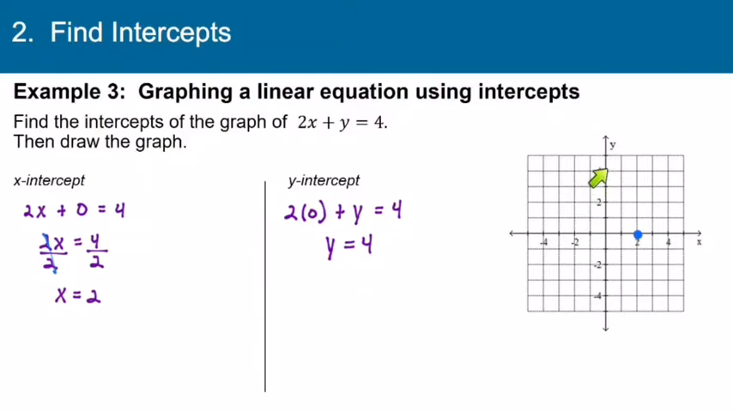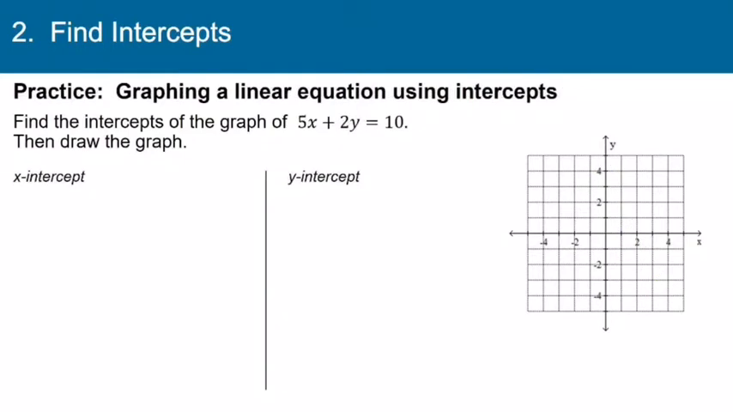So we'll just go up the y-axis and put our dot at the 4. And now the straight line that connects these two dots is the graph we're looking for. If you wanted to be extra sure that your graph is correct, you could pick one more x value, plug that in, calculate the y value, and just make sure that that point falls on your line.